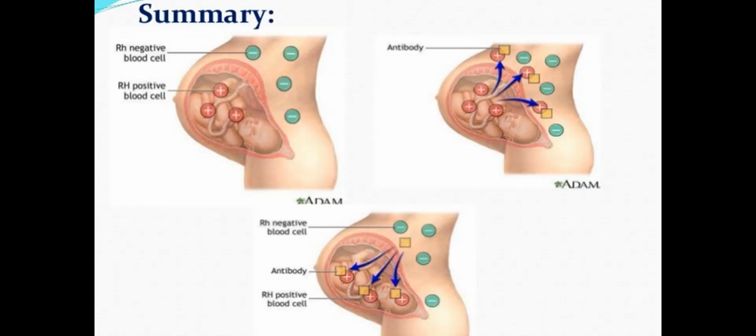Now this is the summary, showing the RH negative red blood cells in the maternal circulation and RH positive blood cells in the fetus. Then in the next picture, the placenta breaks, the fetal cells circulate in the maternal circulation, and then antibodies are formed. And in the third one, the antibodies circulate back through the placenta to the fetus and cause harm to the fetus.